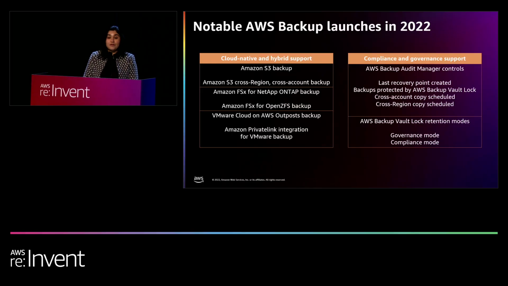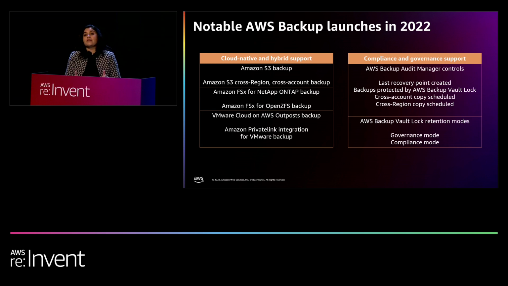So this week, we have a bunch of announcements, a bunch of launches that have come out. We have launched Amazon S3 Backup for S3 cross-region, cross-account backups. We've also launched Amazon FSx for NetApp ONTAP backups, and Amazon FSx for OpenZFS. I'm not going to read through the entire slide, but the point here is that with all these launches, we have now covered 100% of our storage services in AWS natively. We can now protect 100% of our storage services natively on AWS.